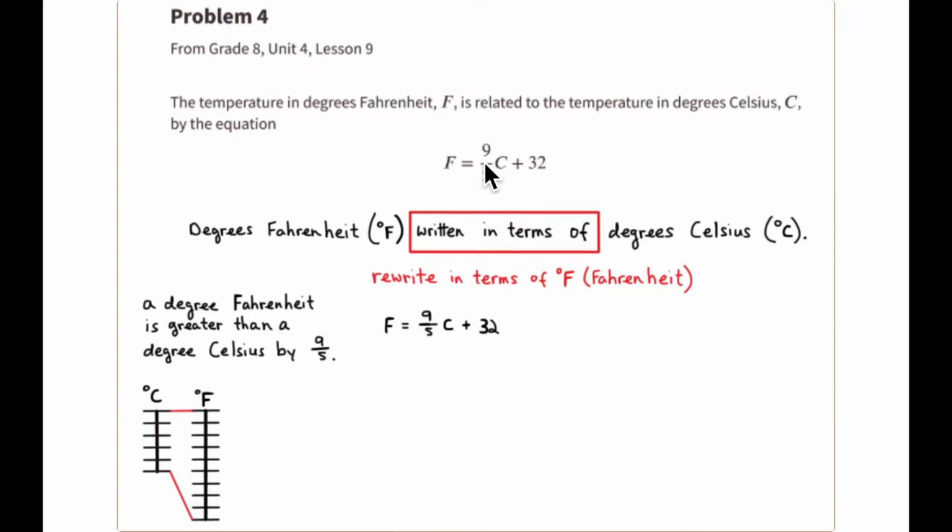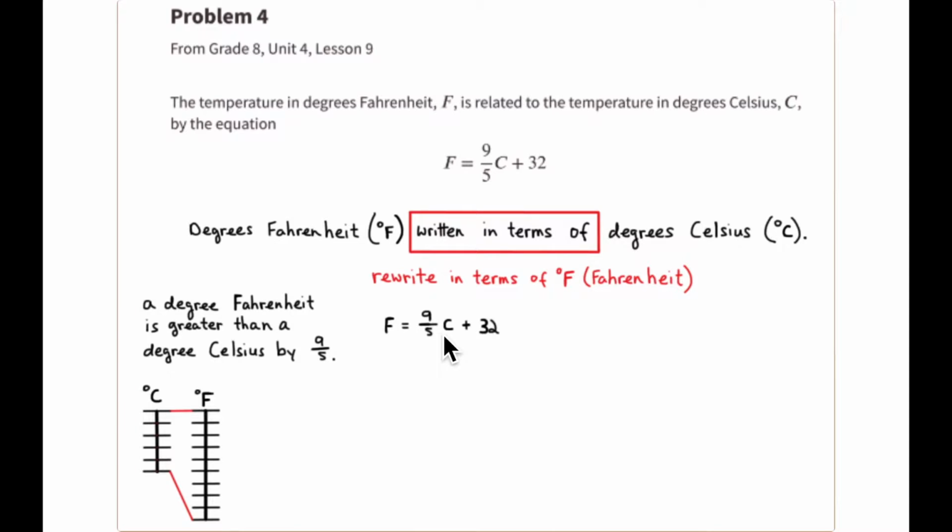But first notice that from this equation, you can tell that a degree Fahrenheit is 9/5 a degree Celsius. So a degree Fahrenheit is a measurement that's larger than a degree Celsius by 9/5. So if I divide a degree Celsius into fifths, so 1, 2, 3, 4, 5, a degree Fahrenheit is 9 of those fifths. Well, this is 5, 6, 7, 8, 9. So the relationship between a degree Celsius and a degree Fahrenheit is that Fahrenheit is larger by 9/5.